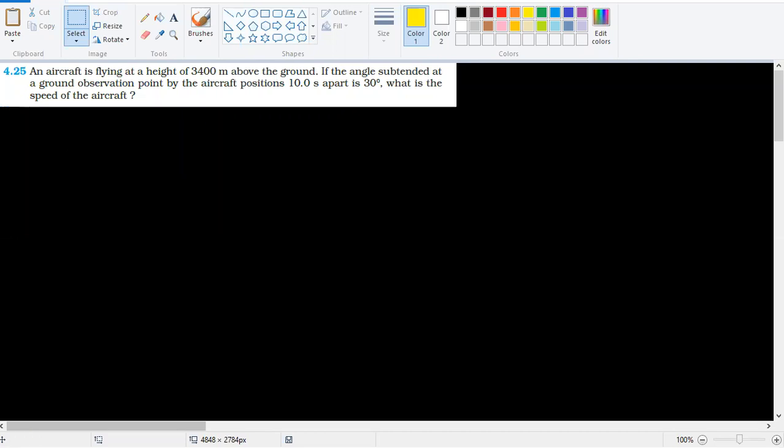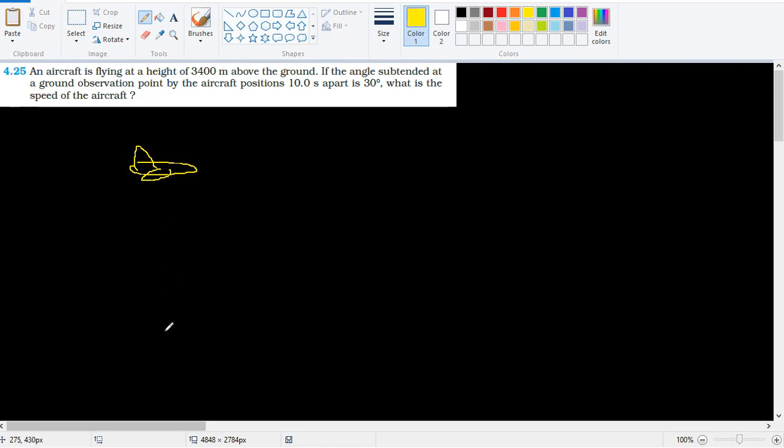An aircraft is flying at a height of 3,400 meters above the ground. If the angle subtended at a ground observation point by the aircraft positions 10 seconds apart is 30 degrees, what is the speed of the aircraft? So I think what they're trying to say here is, let's say this aircraft.